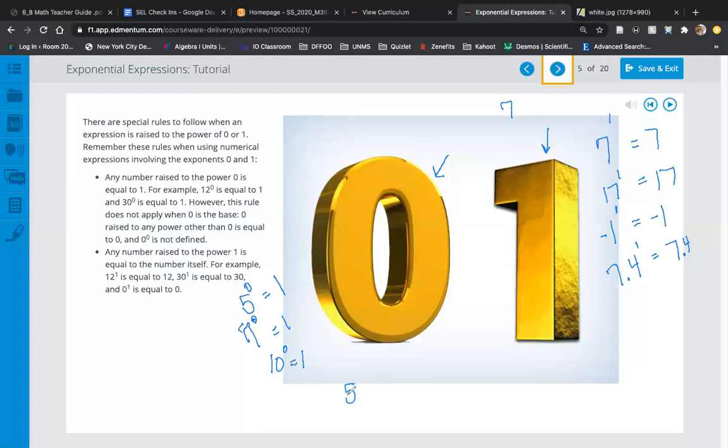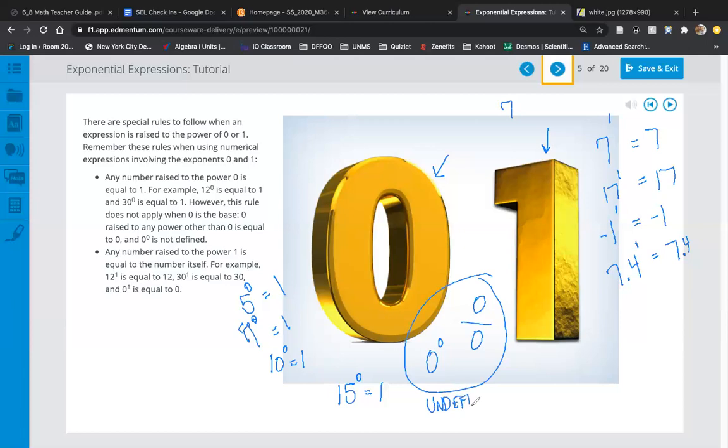Let's say 15. 15 to the 0 is equal to 1. So anything raised to the power of 0 is always equal to 1, except you only have one exception. You can't do 0 to the power of 0. If you try that in your calculator, you're going to get an error. That is just undefined. It's the same reason why, in math, 0 divided by 0 is also undefined. Just things that you can't do in math, things that don't make sense.